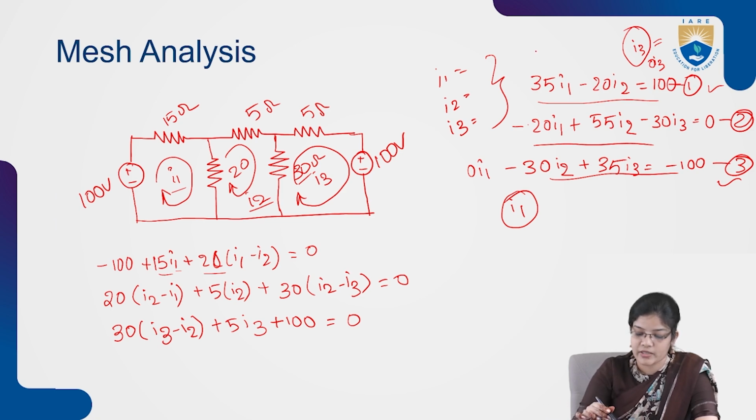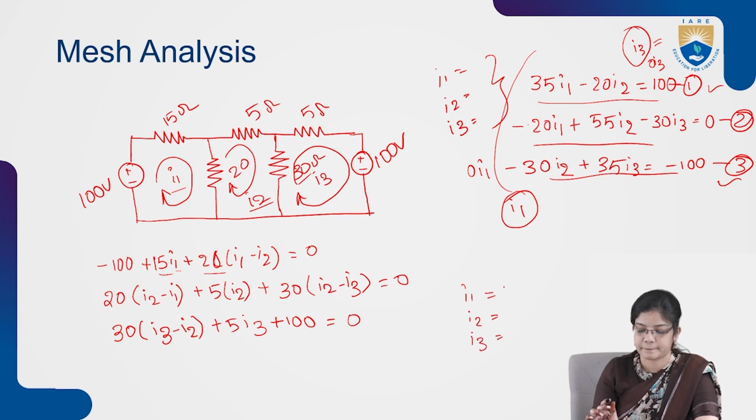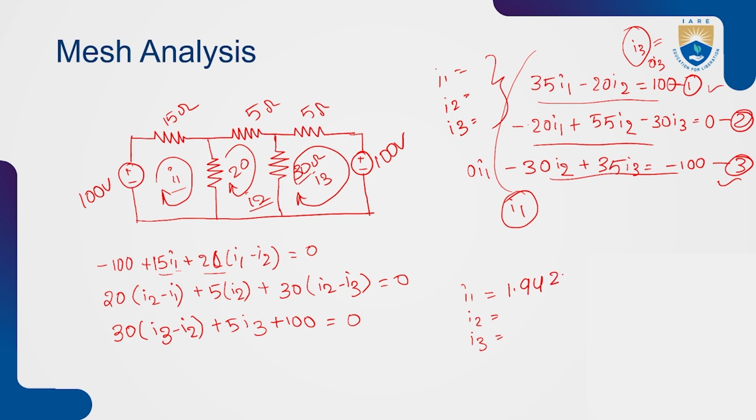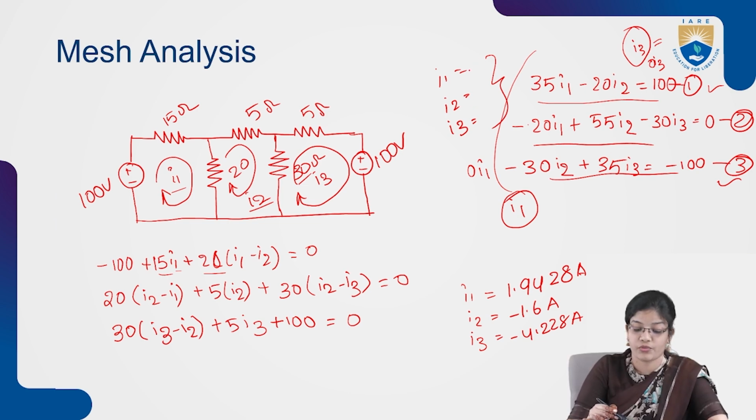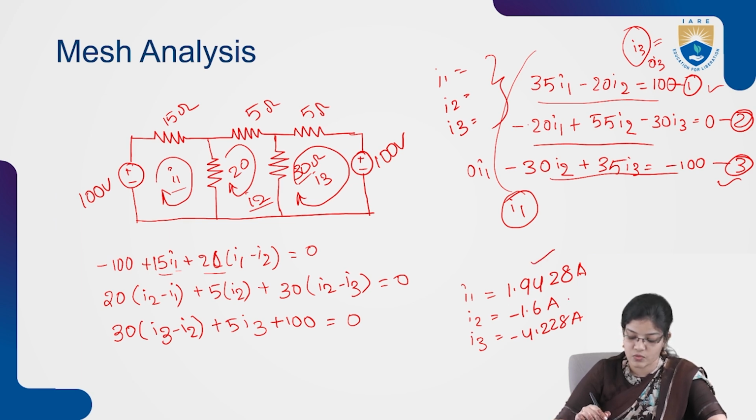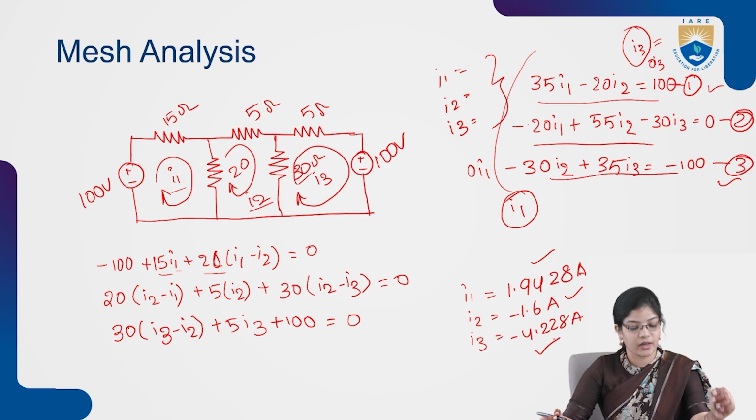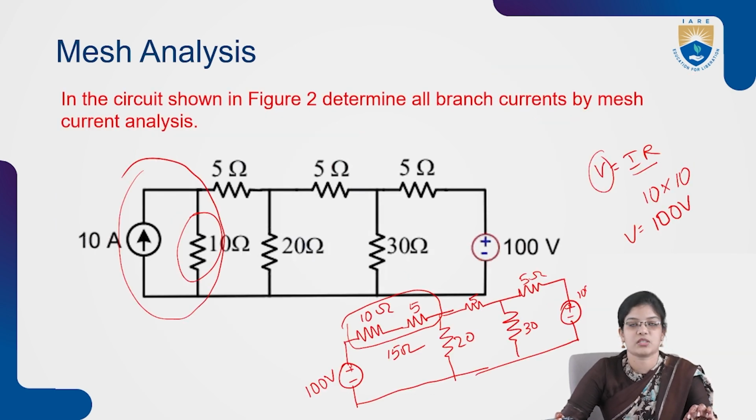By substituting all three equations in the scientific calculator, we get the values of I1, I2 and I3 as follows: I1 is 1.9428 amperes, I2 is minus 1.6 amperes, and I3 is minus 4.228 amperes.